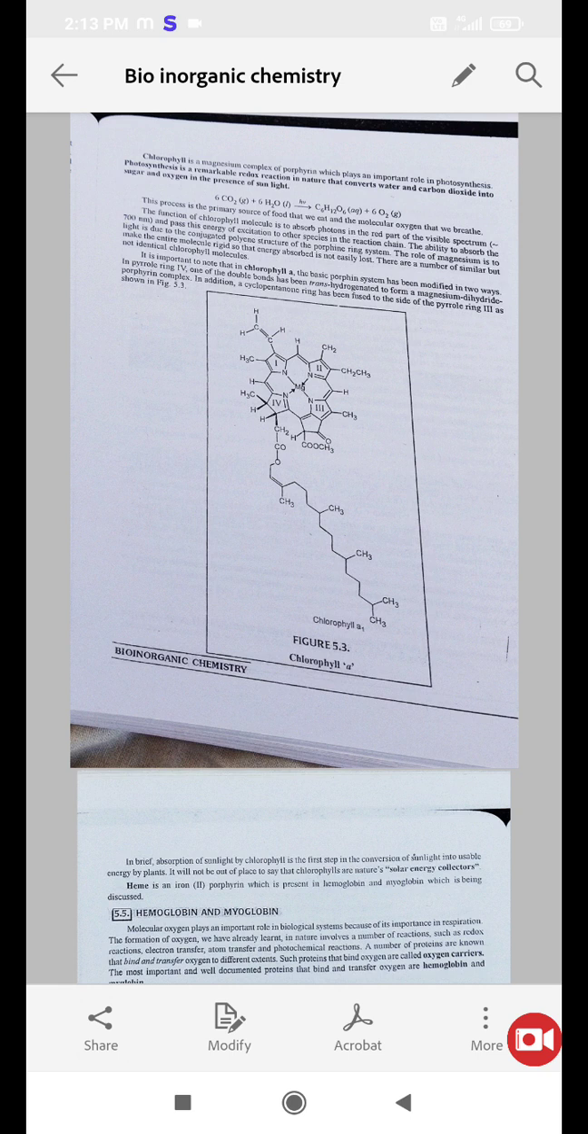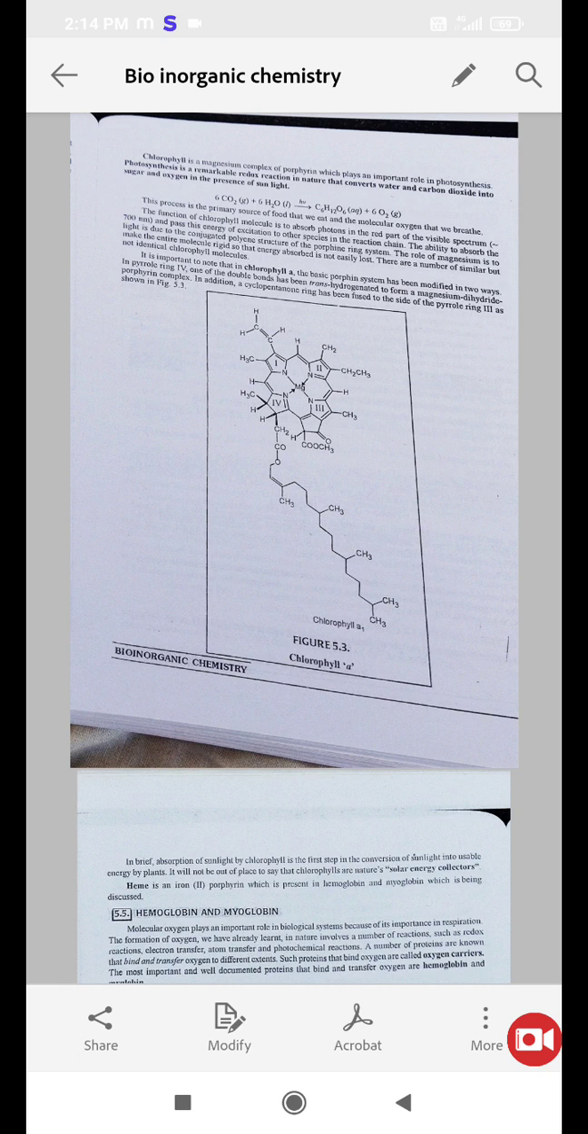The ability to absorb light is due to the conjugated polyene structure of the porphyrin ring system. The role of magnesium is to make the entire molecule rigid so that the energy absorbed is not easily lost. There are a number of similar but non-identical chlorophyll molecules.